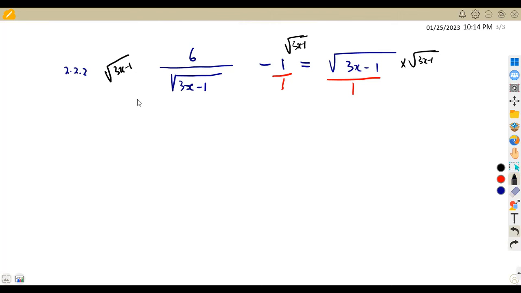So you can combine to have a single fraction, but some of you guys may find it difficult to simplify the square roots as a single fraction. So you can avoid that. Yes, you can do that, it's fine, you obtain the same answer. Or you can just start by clearing fractions by multiplying each and every term by the LCD or the LCM.